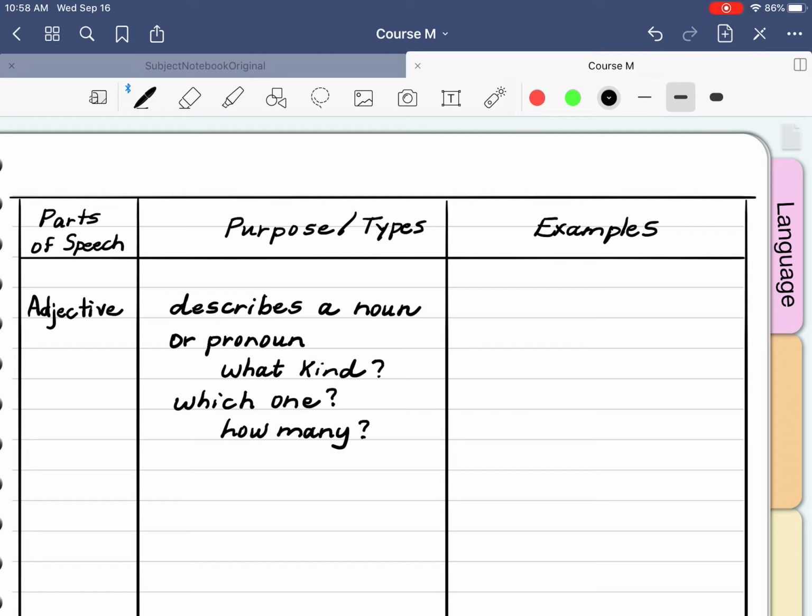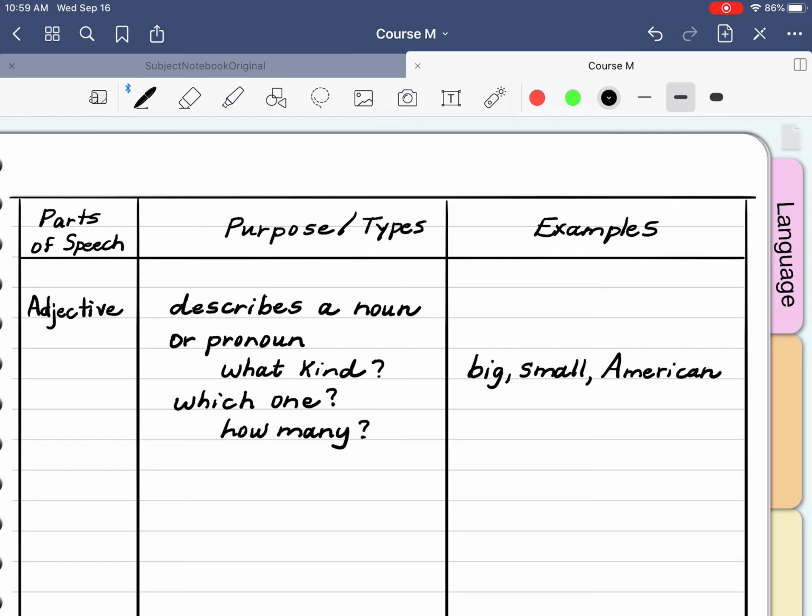So for example, what kind could be big or small. They can also be proper, which means they're capitalized. For example, American, or French, German, Italian, Mexican, Canadian. All of those are proper adjectives that tell me what kind. So for example, a big cake, a small child, an American flag. What kind?